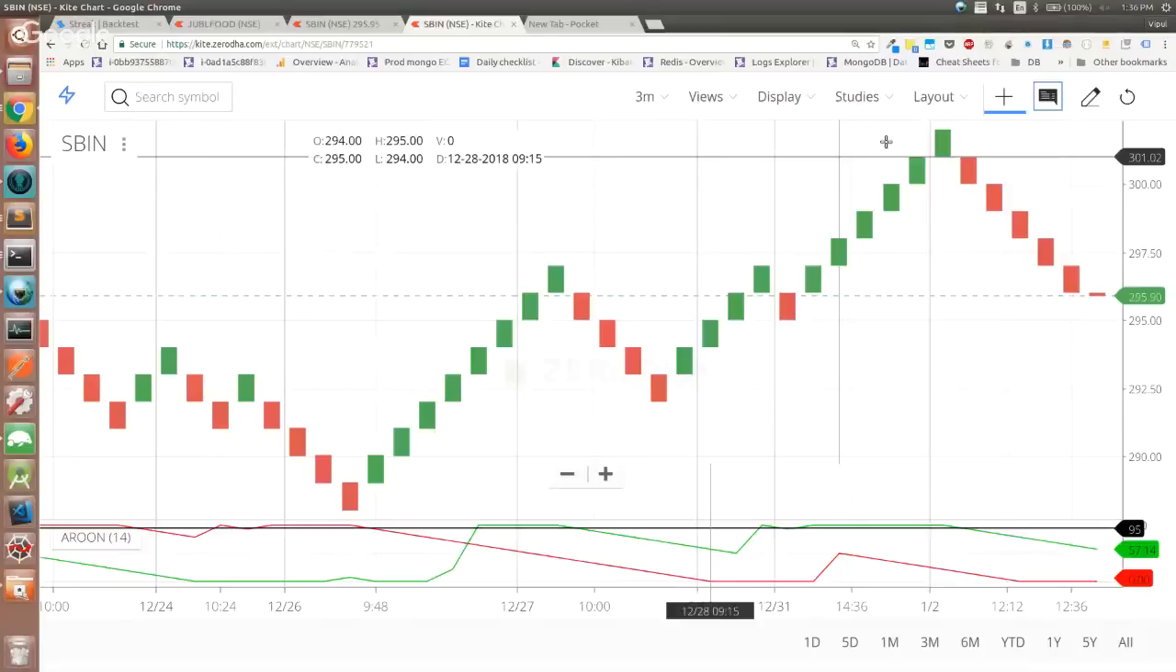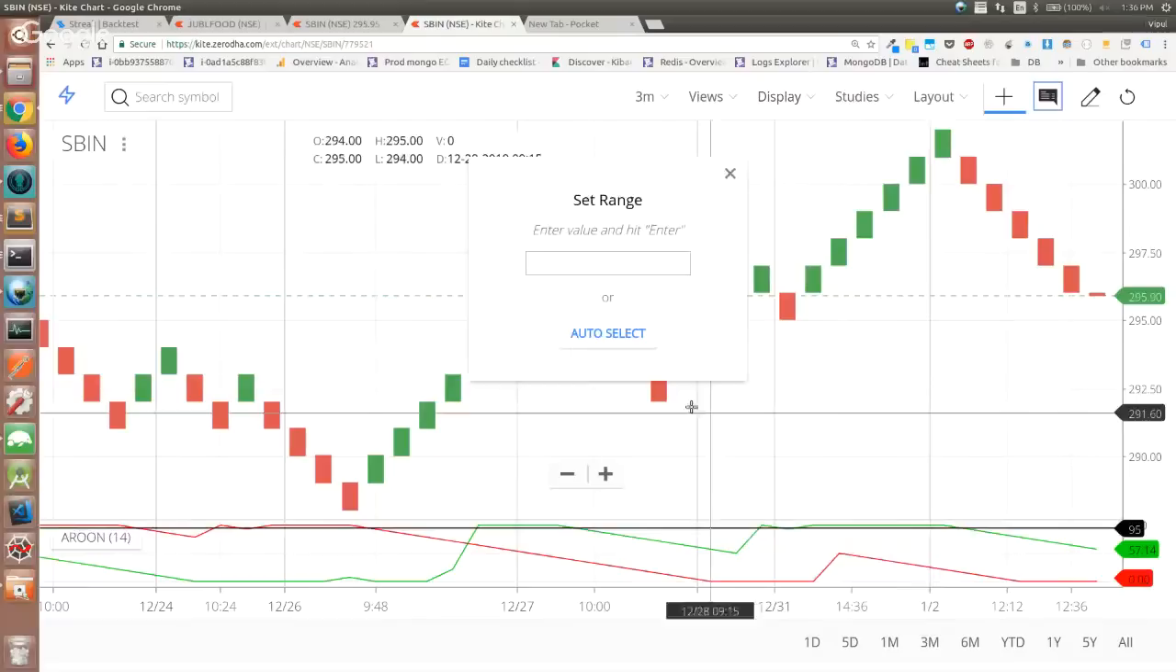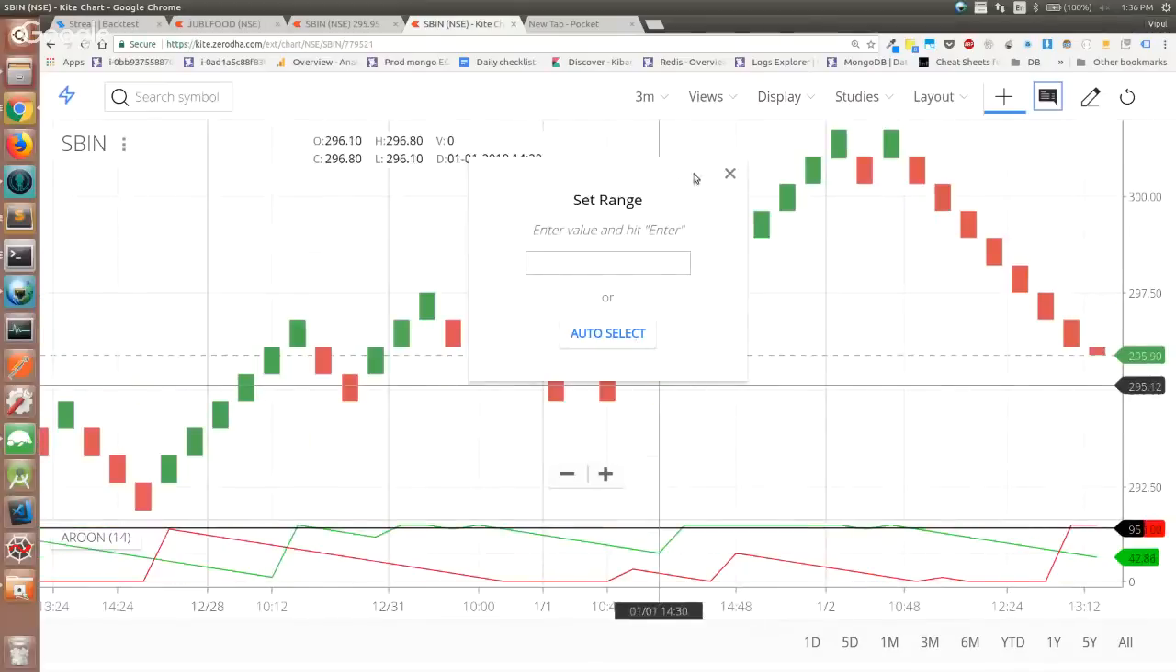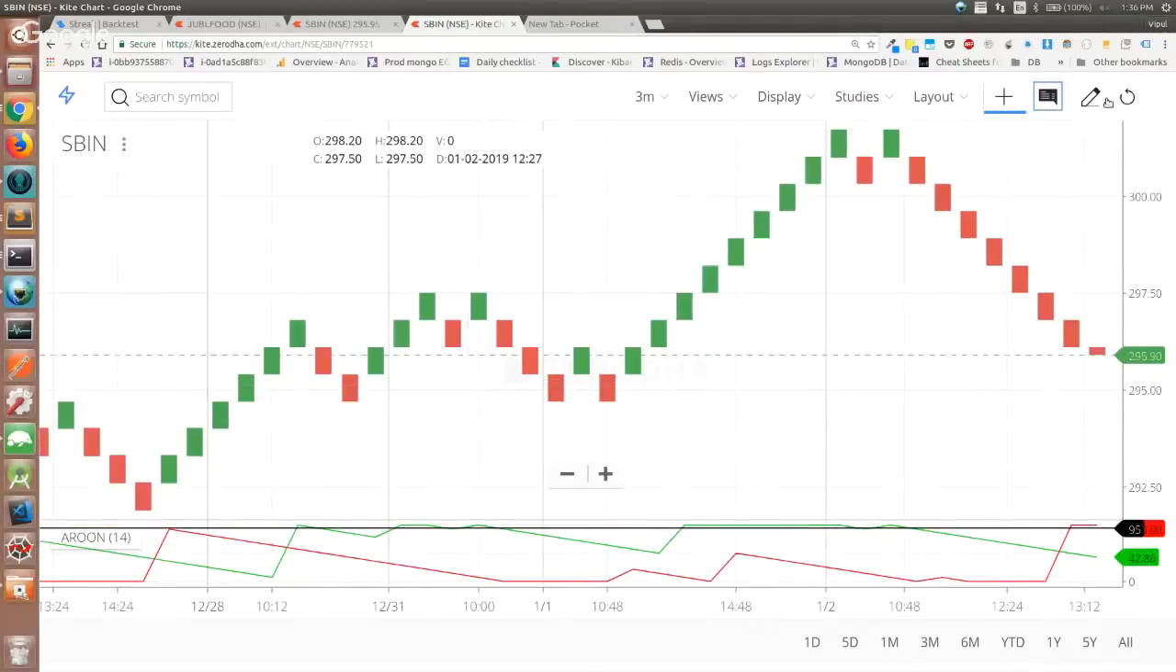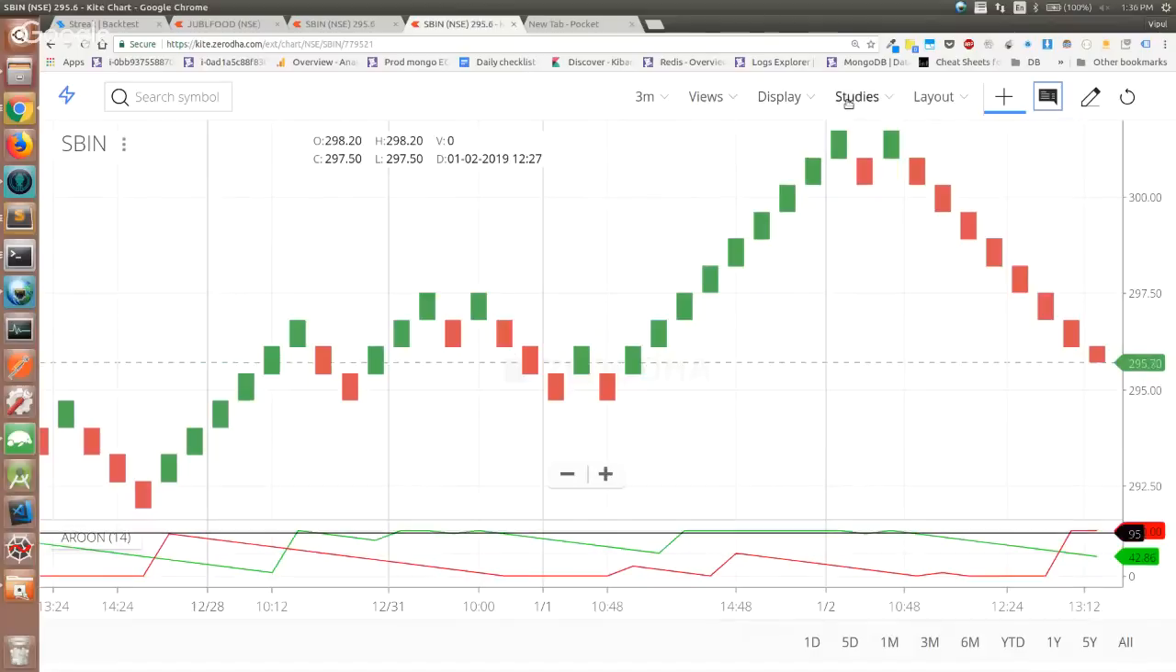Kite has something called the caveman algorithm. So if I just go here and do a display, this auto selects the price brick size. Here nothing is populated, but let me just refresh the chart. Just a minute, guys.